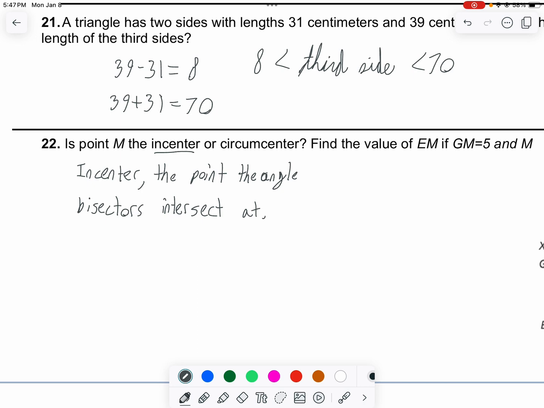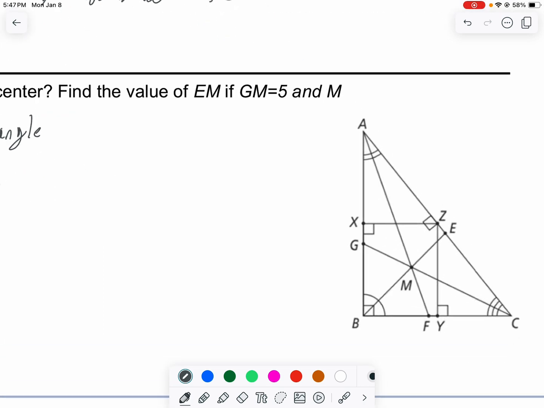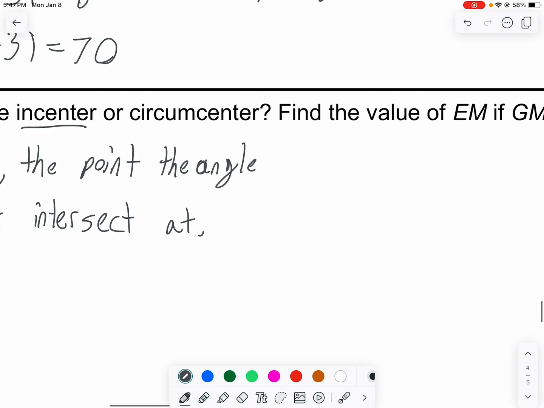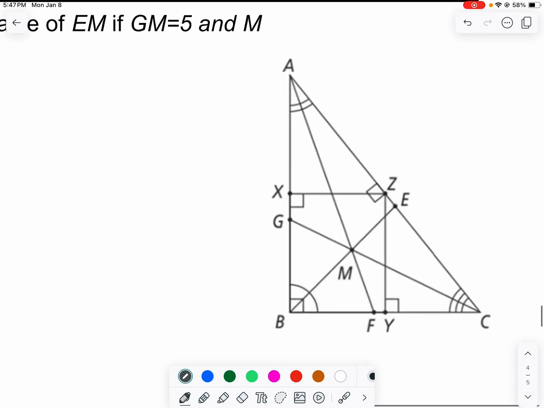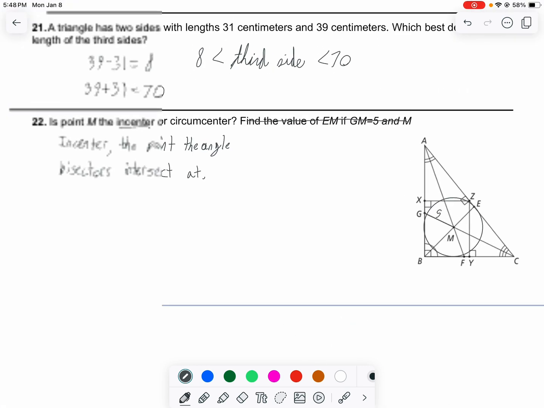Okay, next one, find the value of EM if GM is equal to 5. And I guess that last part is deleted. GM is equal to 5. Find the length of EM. Well, we know that GM is equal to 5. That's all we need to know because this is an incenter. Actually, I think we might need a little bit more information. So go ahead and erase this question. We don't need to work on it.